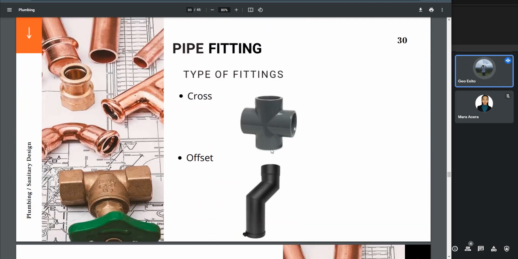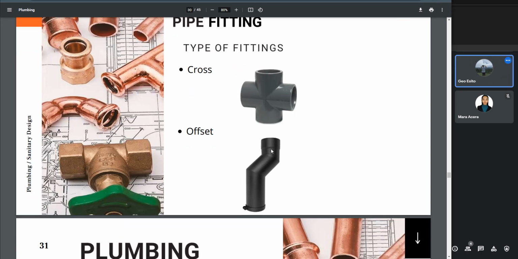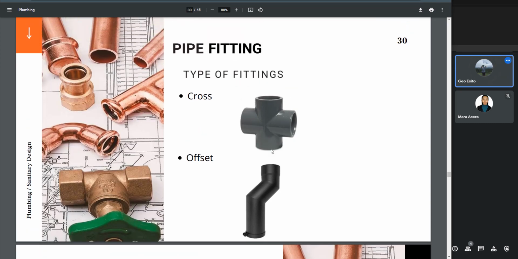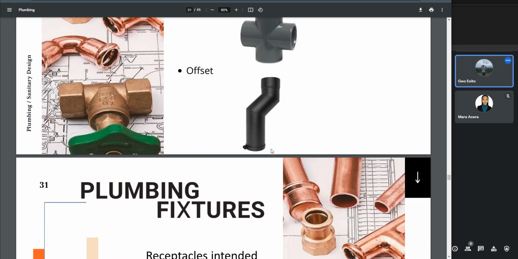Next is the cross fitting. When four pipes are joined, a cross is formed. It is also called a cross branch line or a four-way fitting. Offset. When an assembly of fittings on a pipeline makes one section of pipe out of line and parallel to a second section, then it is known as an offset.